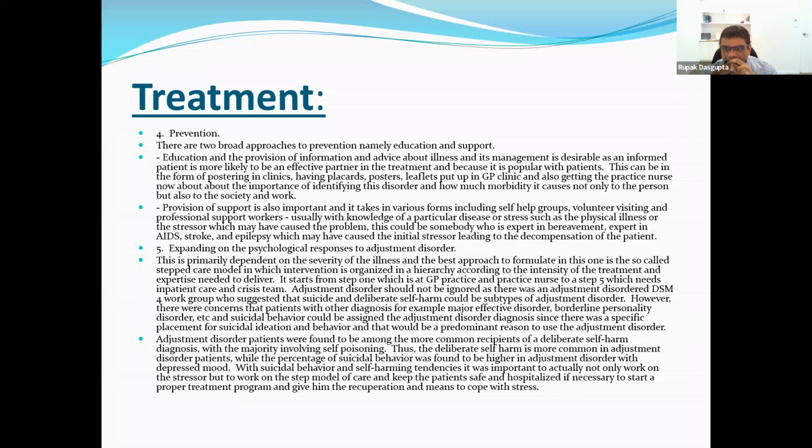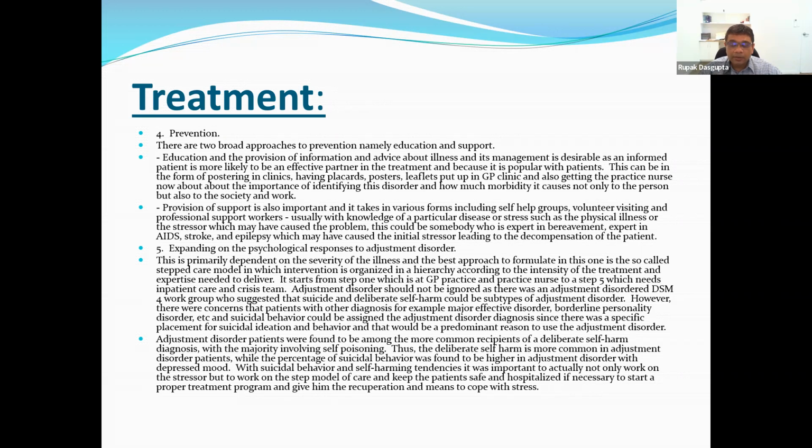But I think one of the concerns was that patients who had major mental illness and suicidal behavior may get ignored, may get turfed away if adjustment disorder with suicide came. But at the same time, it's a reality that patients actually terminate their life even with an adjustment disorder diagnosis. And many coroner's reports will be witness to this. Adjustment disorder patients are found to be among the more common recipients of a deliberate self-harm diagnosis, with the majority of them involving self-poisoning. Overdosing in adjustment disorder is very high.